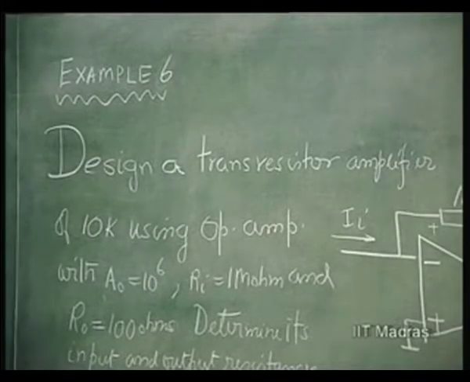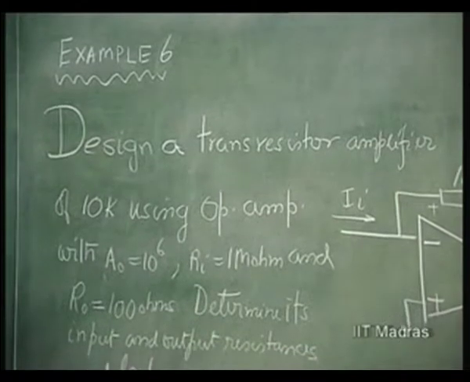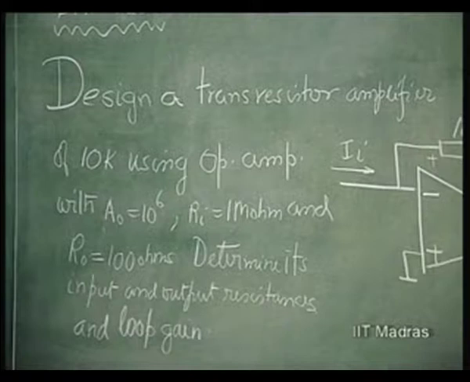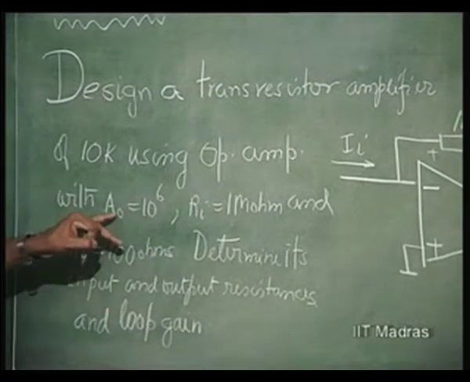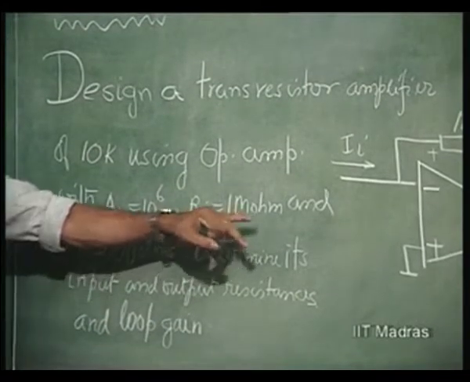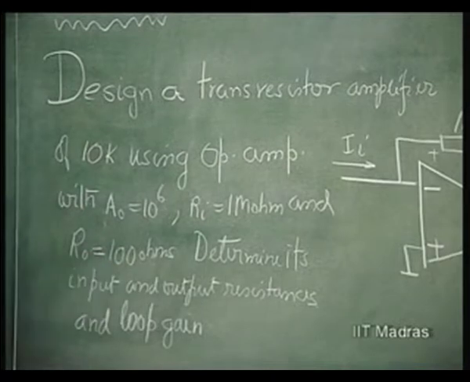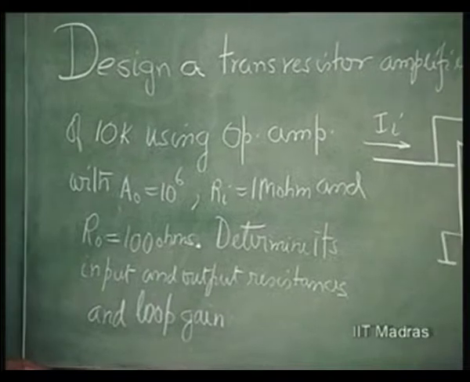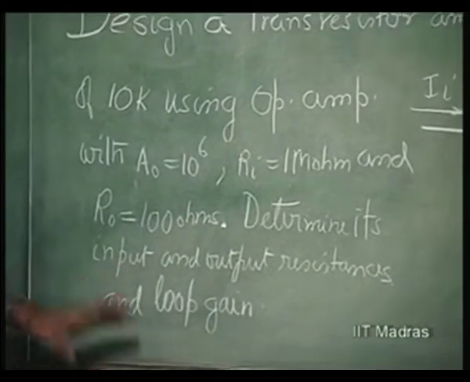Next, let us design a trans-resistor amplifier of 10K using operational amplifier. Trans-resistor amplifier with trans-resistor value being equal to 10K. Using op-amp with A naught equal to 10 to the power 6, Ri equal to 1 mega ohm and R naught equal to 100 ohm, same op-amp that we had used earlier. Determine input and output resistances as also the loop gain.